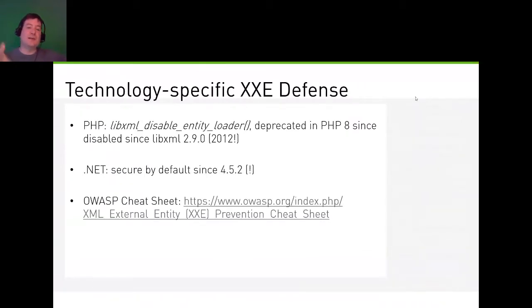So for instance, PHP, the latest version, doesn't allow developers to activate this resolve entity feature, because in the library they're using, this has been disabled for 9 years. .NET is secure since version 4.5.2. And remember, after 4.5 came 4.6, 4.7, 4.8, Core 1, 2, 3, 5, and in fall 6, right? So if you have a modern stack or the right stack, quote unquote, then this is not really a problem for you.